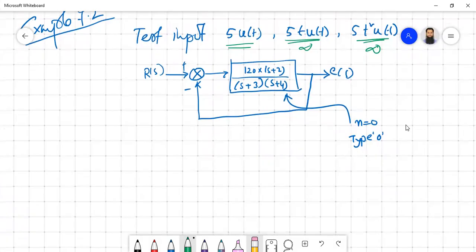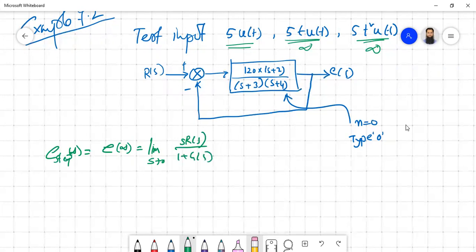It is always better to go with your original formula. That makes things a bit easier. So limit s tends to 0. Also, if you want, you can write e step infinity. So limit s R of s divided by 1 plus G of s. Now R of s is basically 5 u(t), so in the Laplace domain, 5 times 1 by s. So basically s into 5 by s.